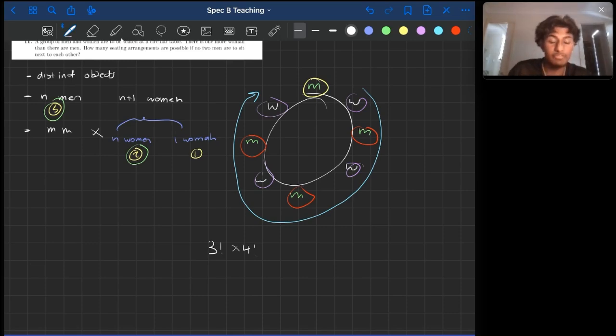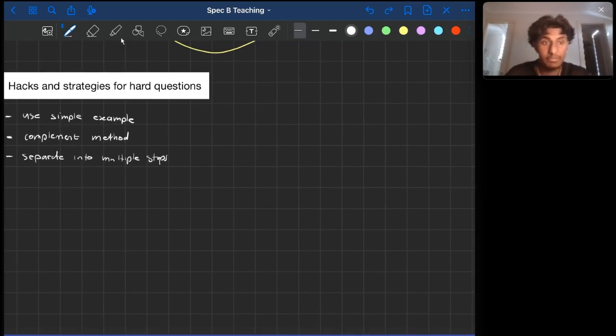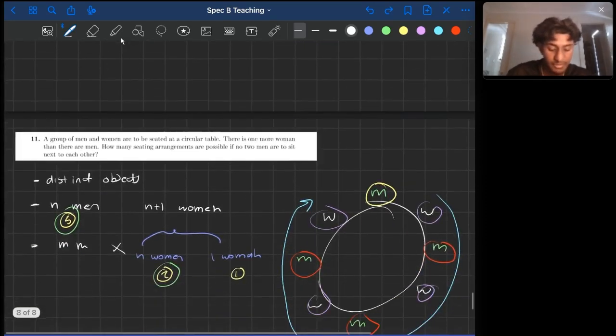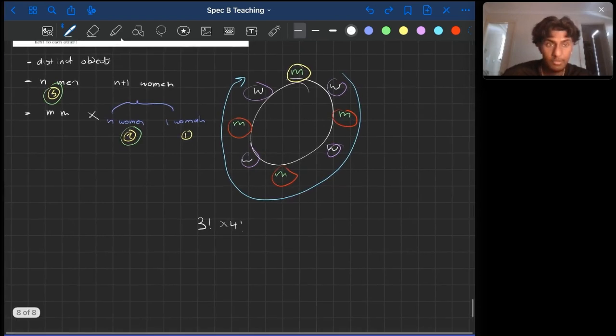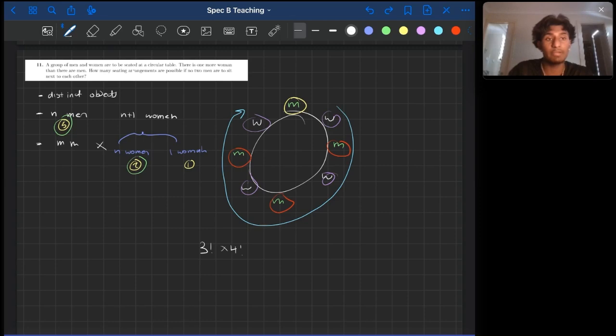By the way, I've used 4 and 3 because I'm using the strategy of using a simple example. We're going to use this and go back to the question afterwards. So 3 factorial times 4 factorial is the number of ways in which we organize 4 women and 4 men around a circle so that no men are sitting next to each other.